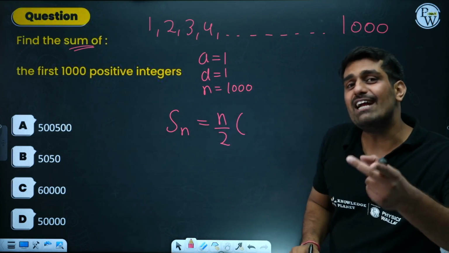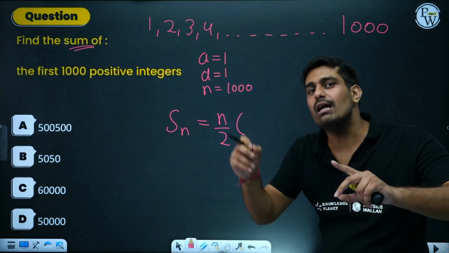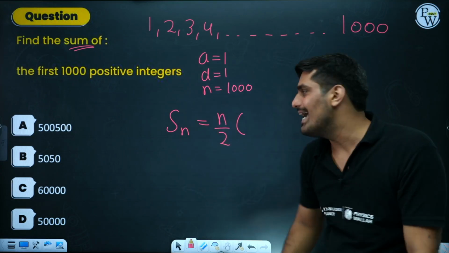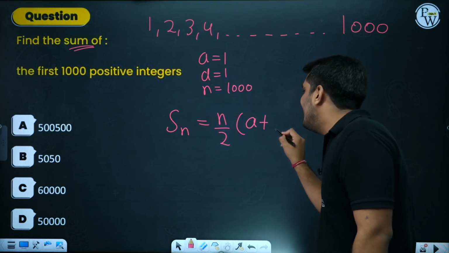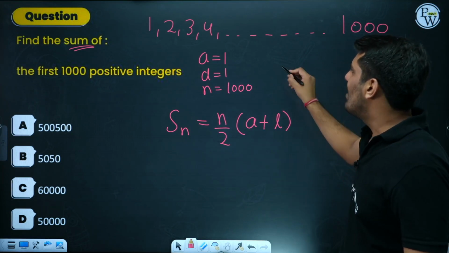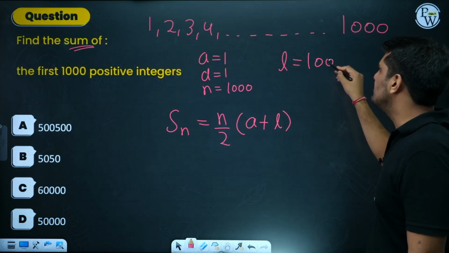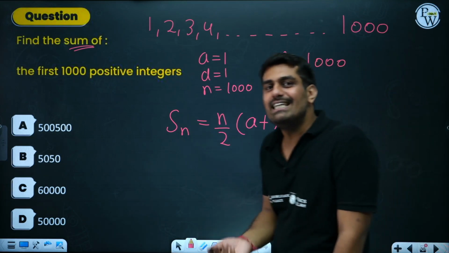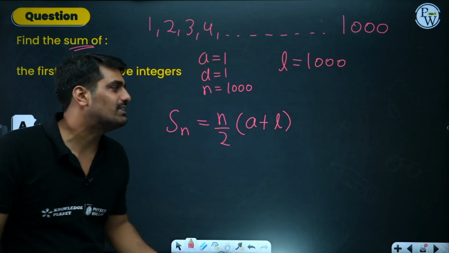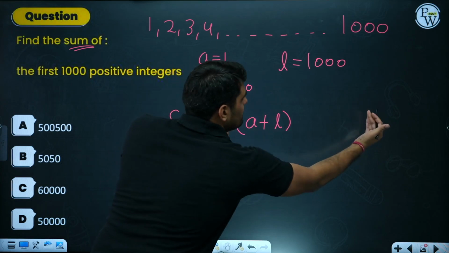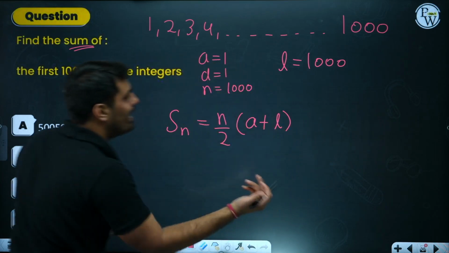I'll use the second formula this time. Rather than going for 2a plus n minus 1 into d, I'll write a plus L. L means the last term. One extra thing which I know over here in this AP is that the last term is 1000. This makes things easy for me. Rather than going for long calculation, I'll reduce my calculation. The formula was this much, now I've reduced to this much and I'll do the calculation.